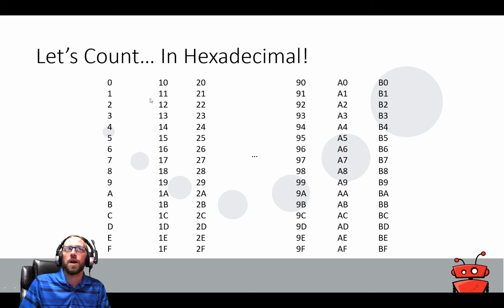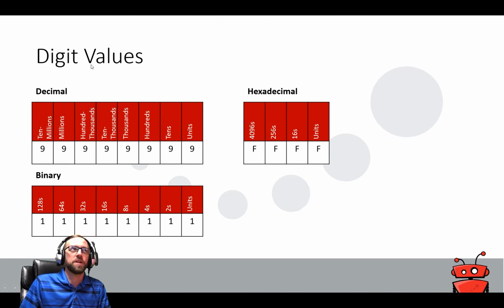So let's take a look at digit values and what each of these digits actually represents. So I put together some tables here. So in our decimal numbering system, which again is what everyone's used to, you have the units place or ones place, right? And then you have the tens place, so values of 10. You have the hundreds place, values of 100. The thousands place, 10,000s, 100,000s, millions, 10 millions, 100 millions, so on and so forth, right?